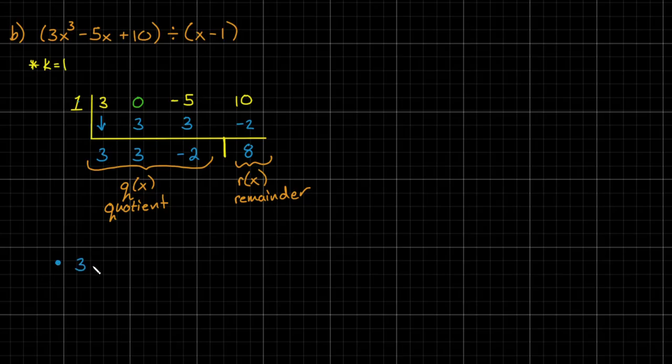Our quotient is 3, and it's x to what power again? Squared, plus, what's my next term? 3x minus 2, there's my quotient, plus the remainder over the divisor. Is this nicer and faster than long division? Oh my gosh, so much.